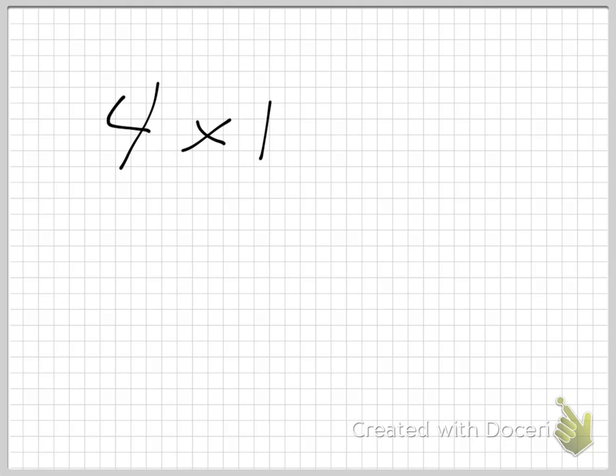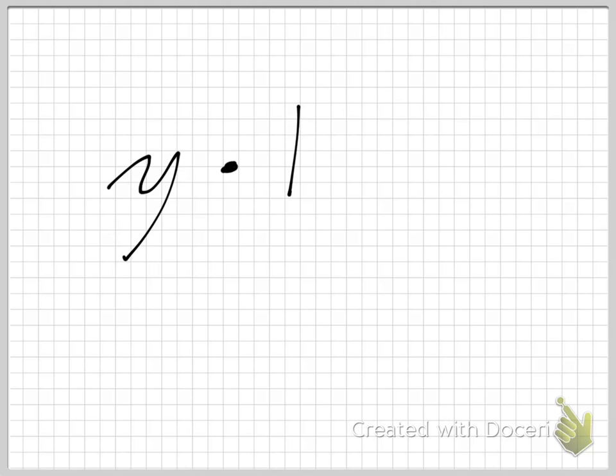Make sense? These are just rules that you're going to follow. And you have been following. You know this. What if I had an ugly one like this and I have y times 1? What's the answer to y times 1? Y. It doesn't matter what it is. If you multiply it by 1, it keeps its identity. Make sense? Excellent.